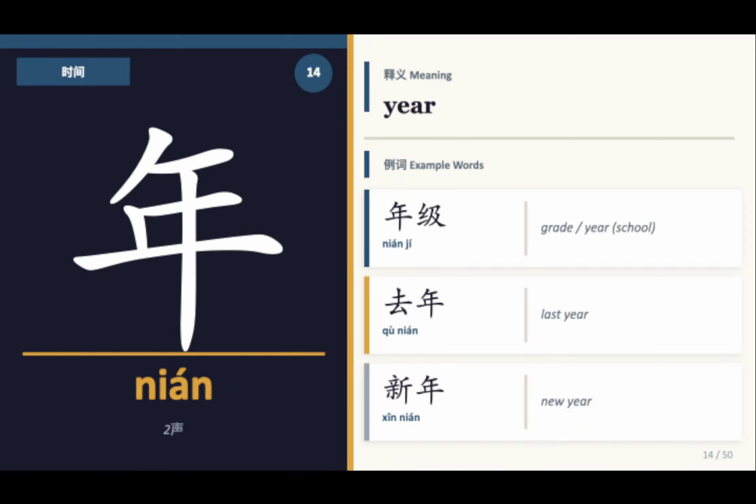Okay, so the next one we have 年. 年 is the year. 年.